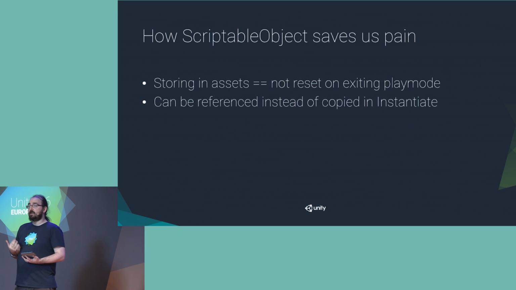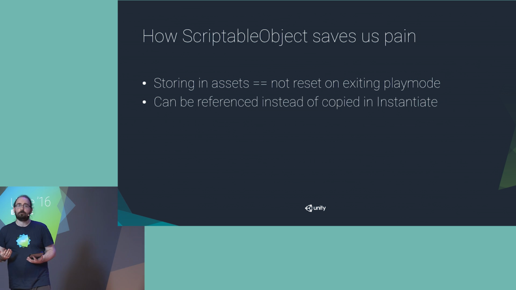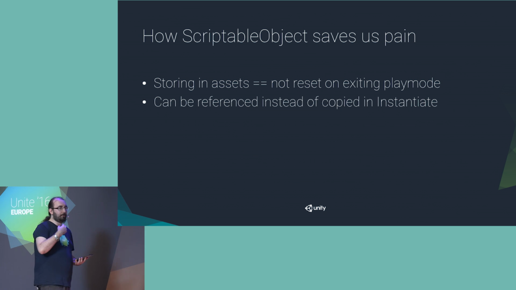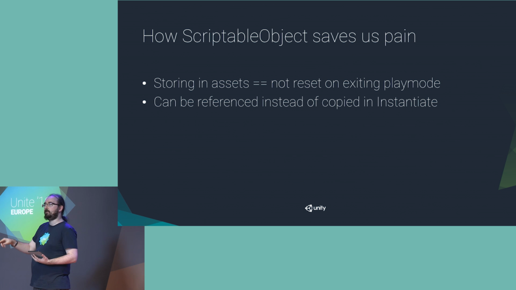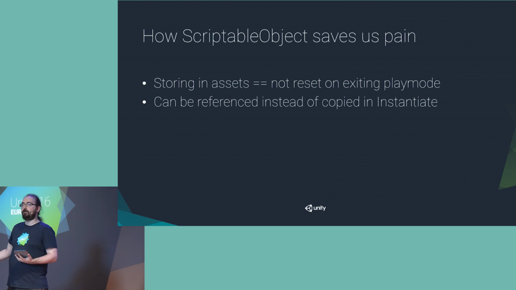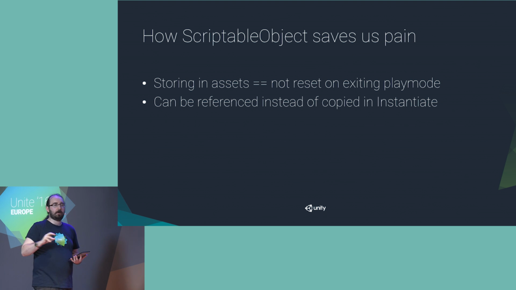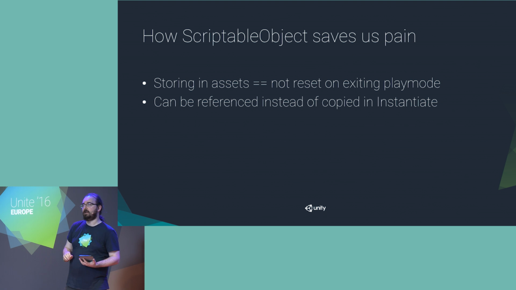They can be referenced instead of copied on instantiate. So all of the data that was packed into your enemy, all the different stat values for different things that you do at different times, instead of every single instance of your enemy having its own copy of all those values, they all just point to one asset that has the data in it once. So your memory usage comes down, speed of instantiate goes up.